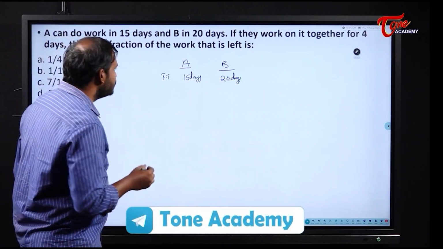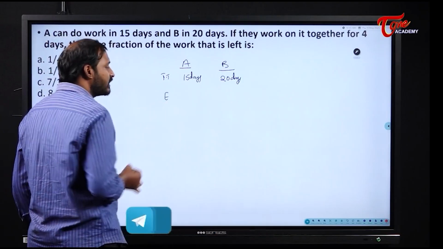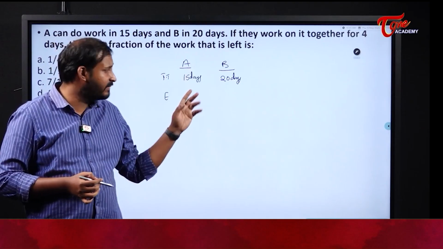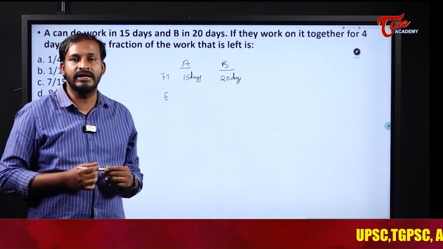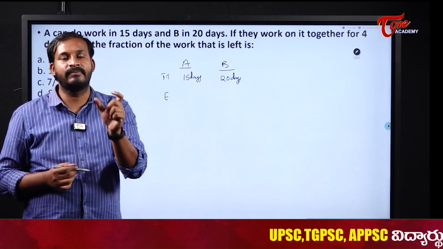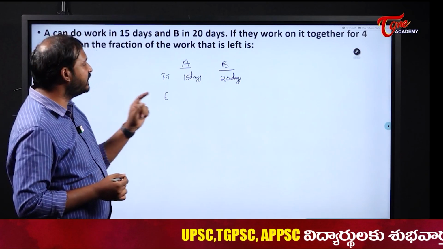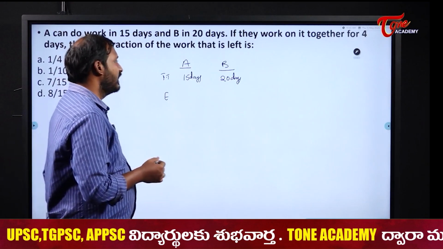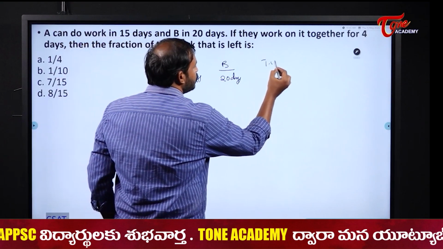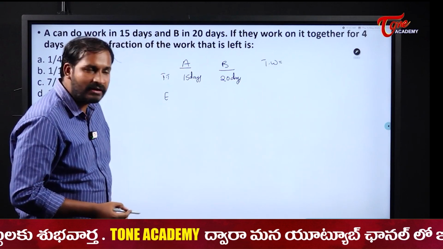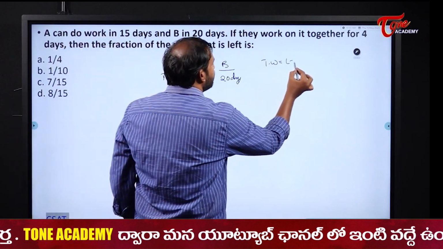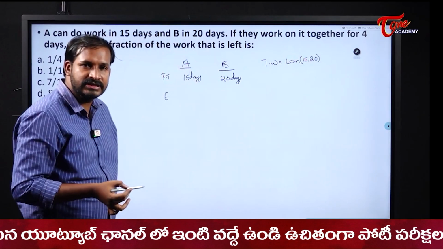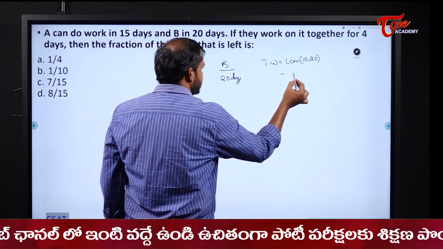Now, see here, as usual, whatever may be the question, first of all, we will try to write their efficiencies. Efficiency means what? At the beginning of the video itself, we have learned that one. It is the amount of work done by the person in the given unit time. What is the unit time here? Days. Day is the unit time here. To find the efficiency, what should we know? Total work. How will we find the total work? By taking the LCM of given times. That is LCM of 15 and 20. What is the LCM of 15 and 20, students? LCM of 15 and 20 is 60.